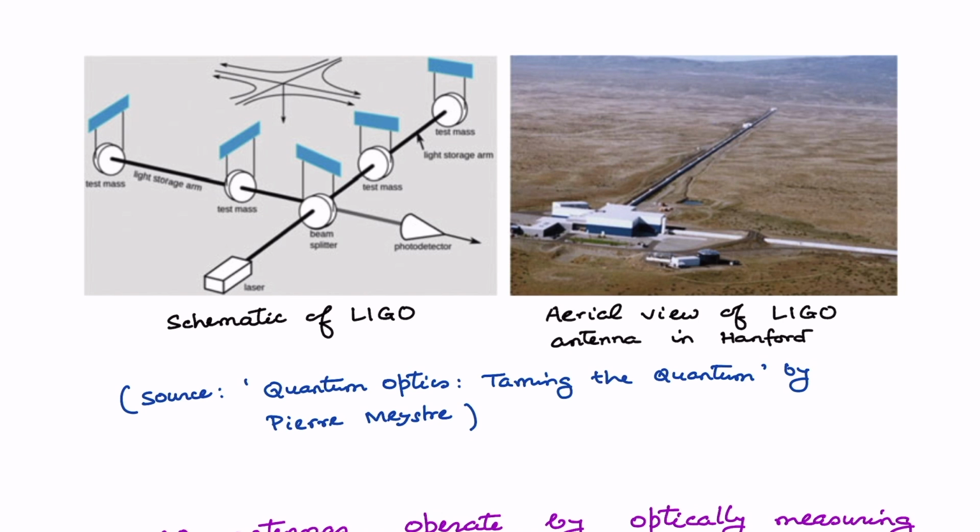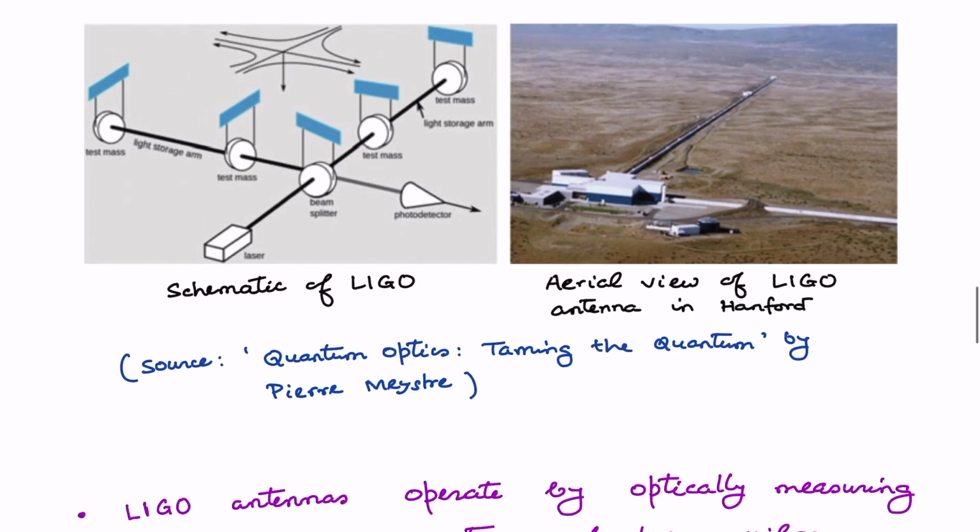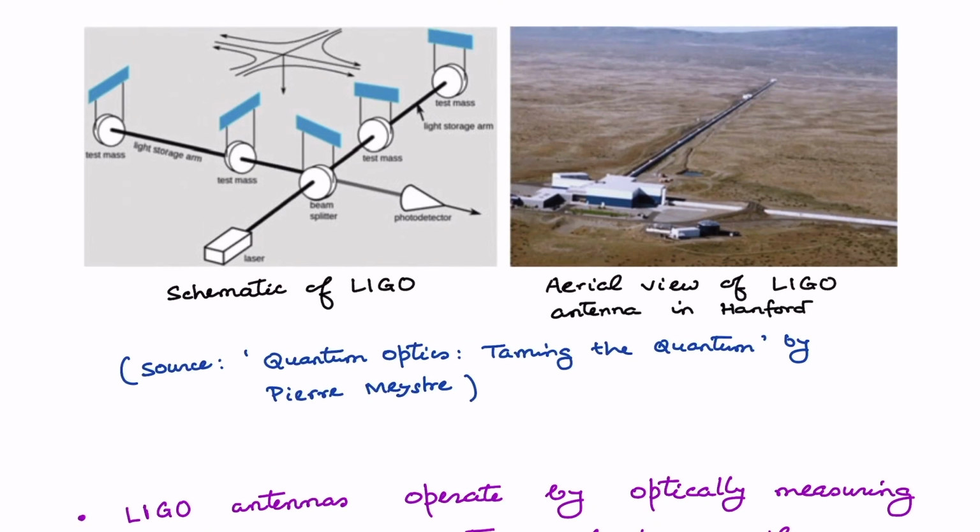LIGO antennas in fact operate by optically measuring changes in the positions of large test masses that serve as the end mirrors of a large path length, generally on the order of kilometers. This is basically a Michelson interferometer. Gravitational waves produce time-dependent variations in the curvature of space-time, resulting in extremely small changes in the optical path length of the interferometer arms, and a modulation of optical transmission through it.